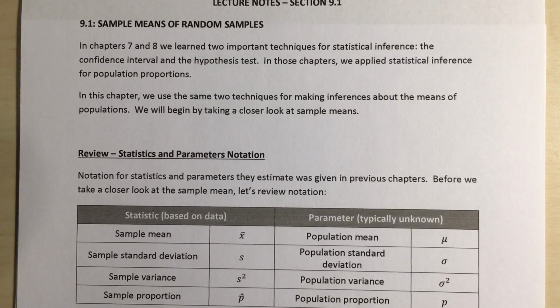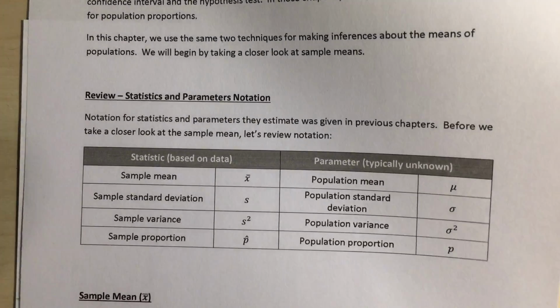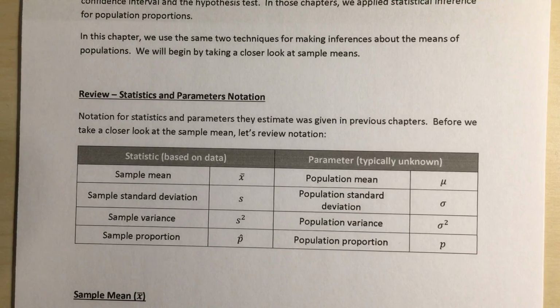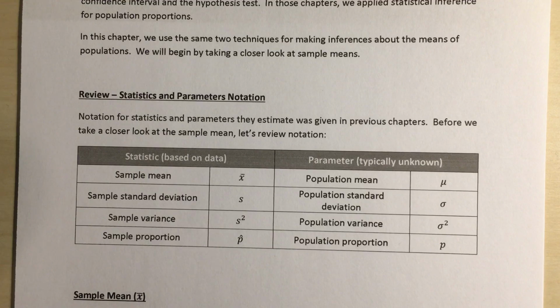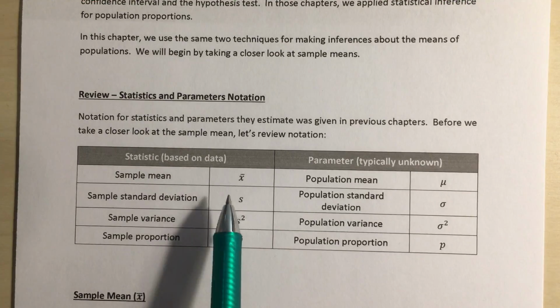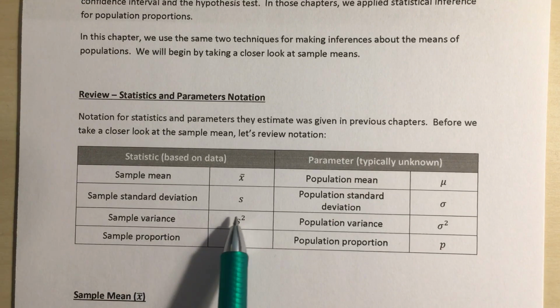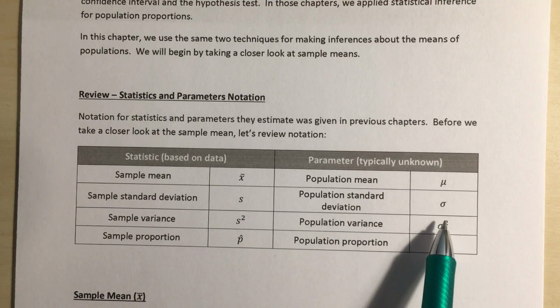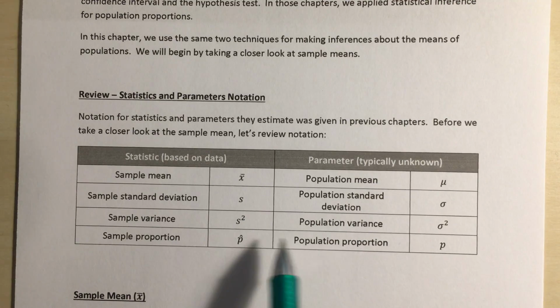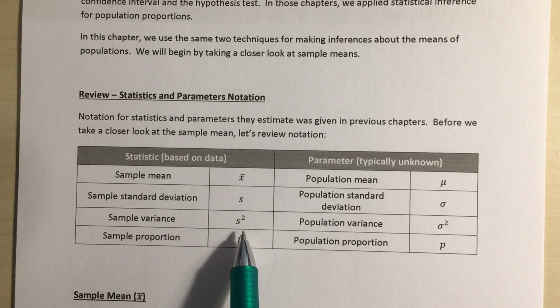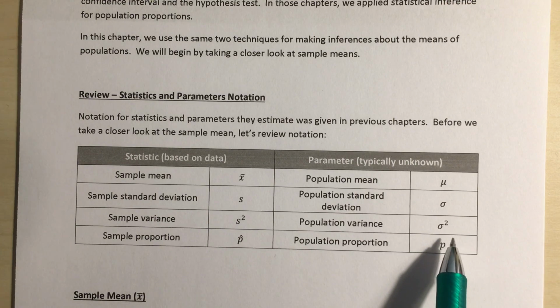What we see in this table here is just a brief review of some notation. When we're looking at our statistics or our parameters, we use different notation for each one. Remember, a statistic is for a sample and a parameter is for a population. Our sample mean is represented by x bar, our population mean by mu. Sample standard deviation is S, our population standard deviation is sigma. Sample variance, which we talked about briefly, was S squared. Population variance is sigma squared.